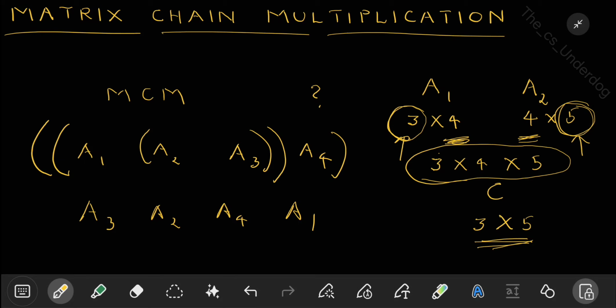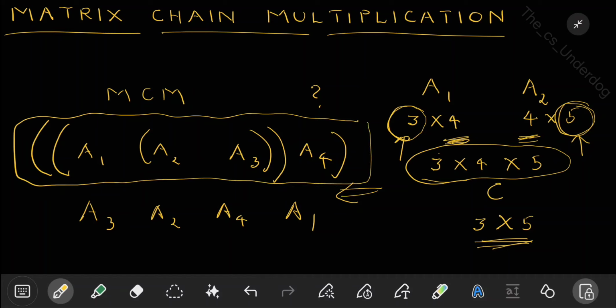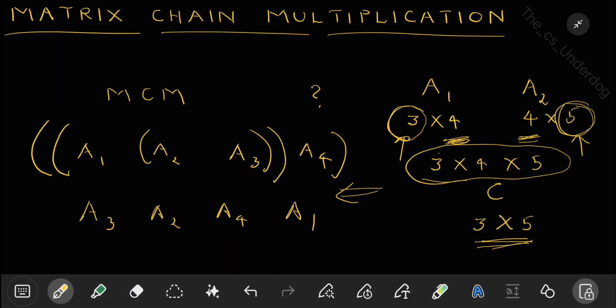Next question is, how do you identify the right parenthesization so that in the complete operation of multiplying all these matrices, you can minimize the total number of scalar multiplications? For this, we'll use a few notations. I want you to be familiar with the notations first.